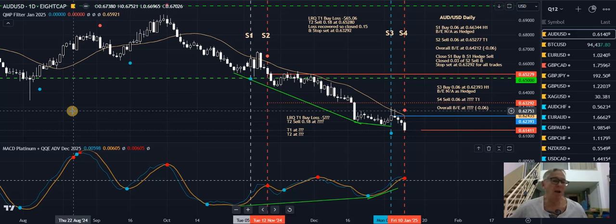All right, this is TradingView. I do all my analysis on TradingView these days. All my trading is done on MT5. I don't think I've got any MT4 accounts left now, so it's all on MT5, but TradingView for my analysis.